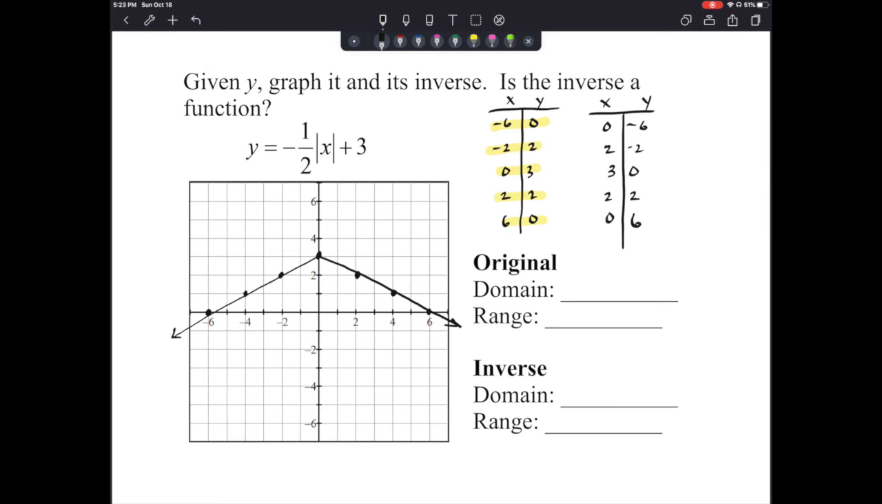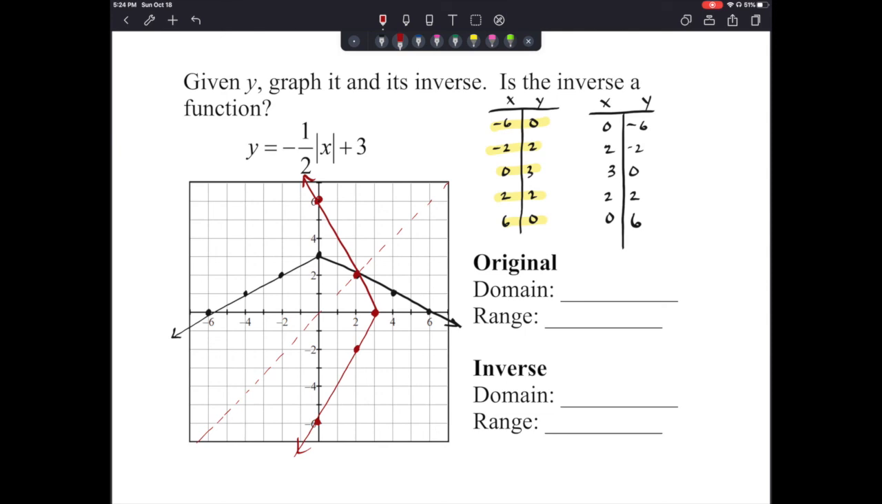Let's plot those on our graph and see what they look like. I'll do them in red. So 0, -6, 2, -2, 3, 0. Then we're going to 2, 2, and then 0, 6. And if we go ahead in here and try to connect those, you'll see we get our shape. And you can see here already that, right, it is a reflection across this line, y equals x, with that and the other function, the original.